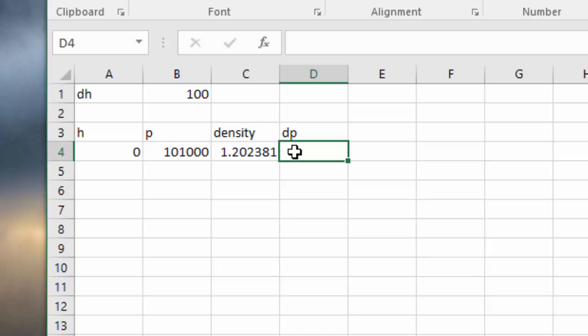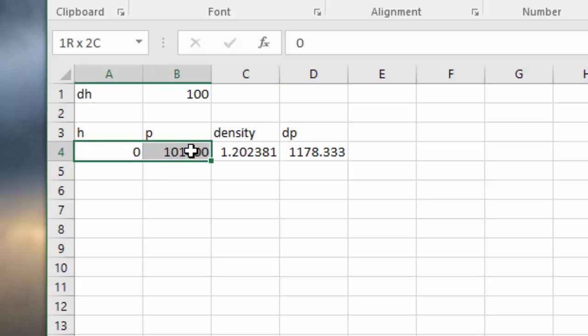Now what's the change in pressure? Our equation was that the change in pressure is minus the density times G times the delta H. So it's equal to the density times G, 9.8, times the height step. We need to put dollars in there so that when we drag it down it still points to the same absolute cell. Okay, so the pressure drops off by 11,000 pascals over the height of 100 meters.